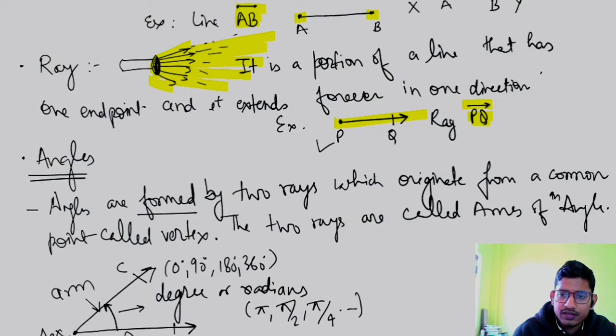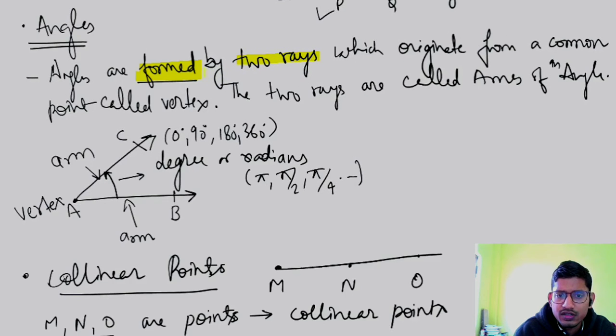Now what is an angle? Most important thing, angles are formed by two rays which originate from a common point called vertex. Here we can see that this common point is A, and from it there is a ray AC and another ray AB, with an angle between them.